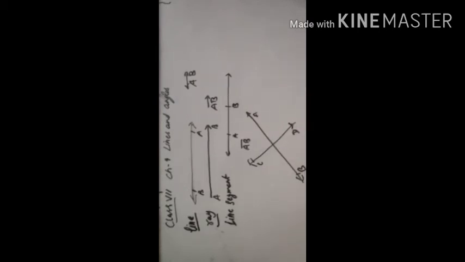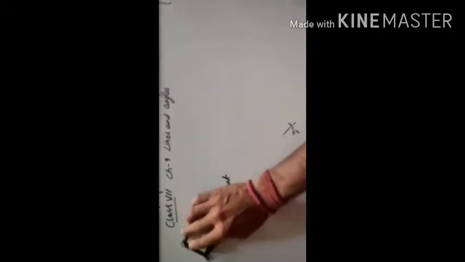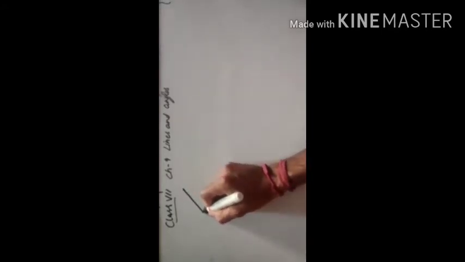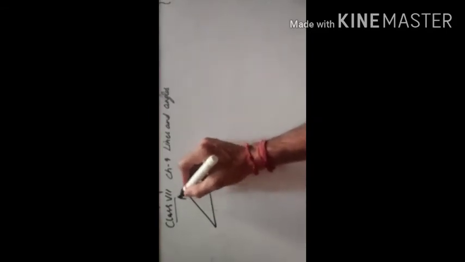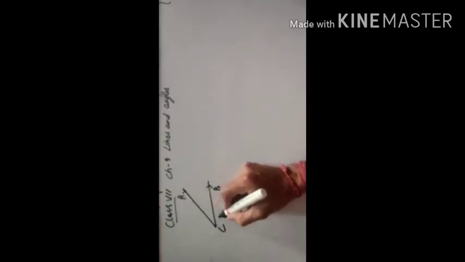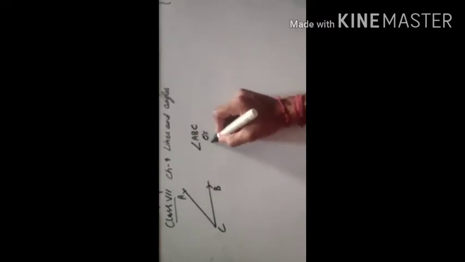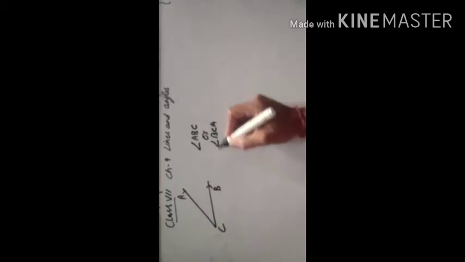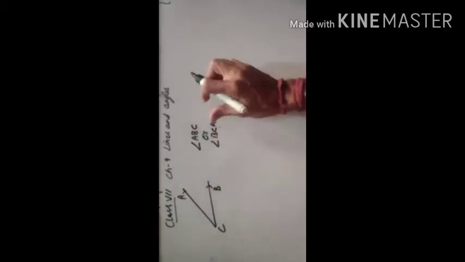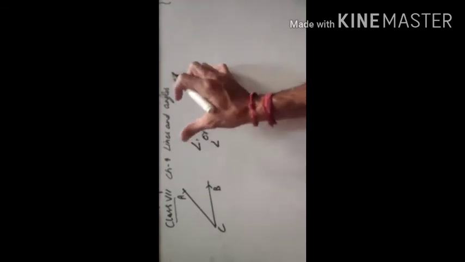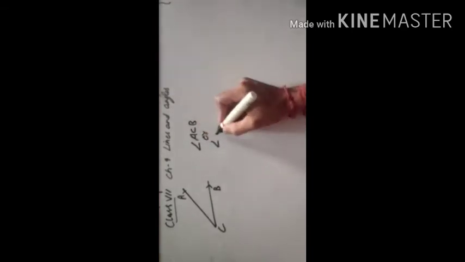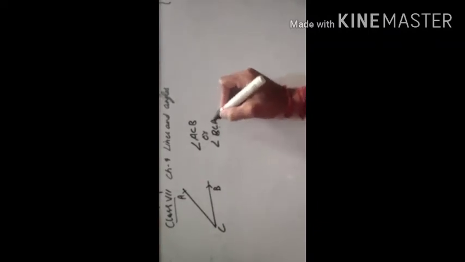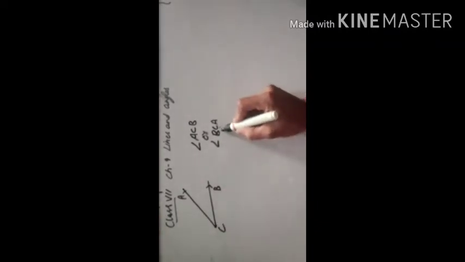Now, an angle formed by lines, like A, B, C. So this is denoted by angle ABC or angle BCA. The vertex is at the center. Sorry, angle BAC and angle BCA. The vertex is always in the center.